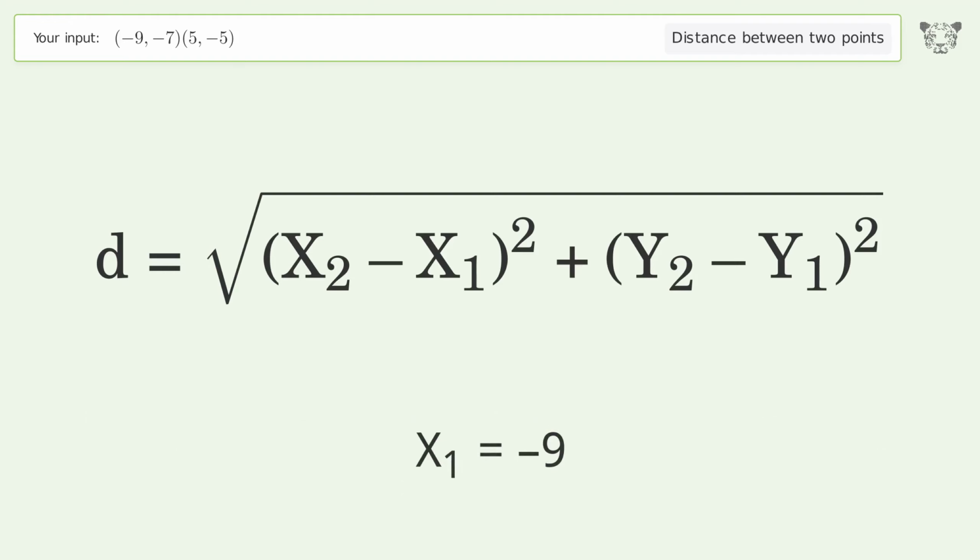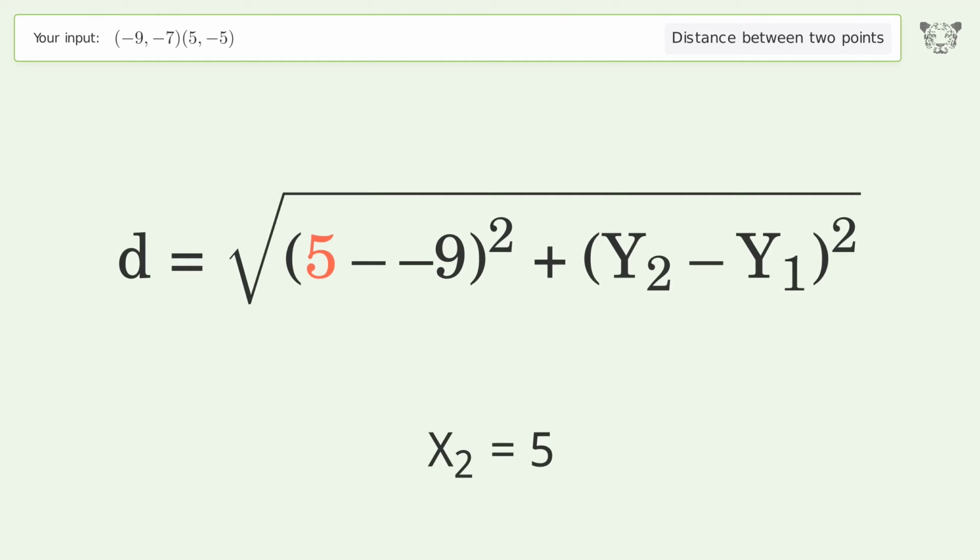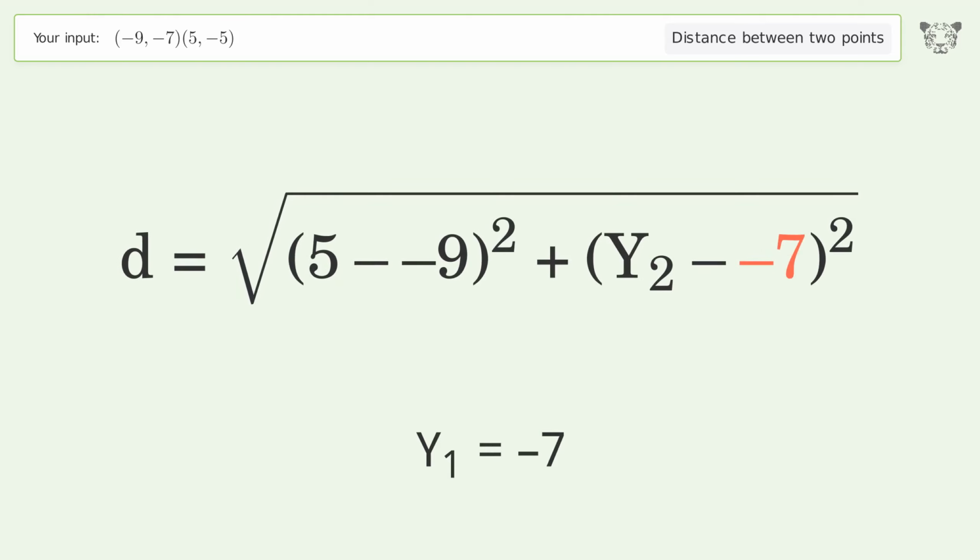x1 equals -9. x2 equals 5. y1 equals -7. y2 equals -5.